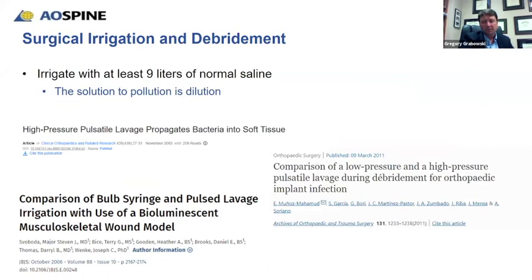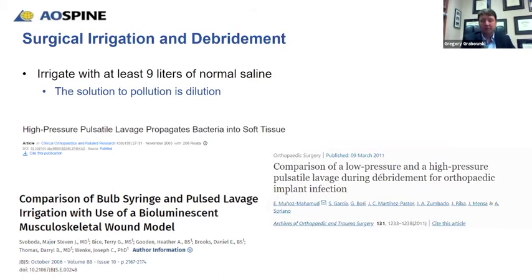Once you've done what you think you can to obtain source control, that's when you go to the irrigation portion. And the recommendations are ultimately to irrigate with at least 9 liters of normal saline for a standard lumbar type wound, with the thought being that the solution to pollution is dilution. And so the more that you're able to minimize that bacterial load through your irrigation after you've done an adequate debridement, the better off you'll be.